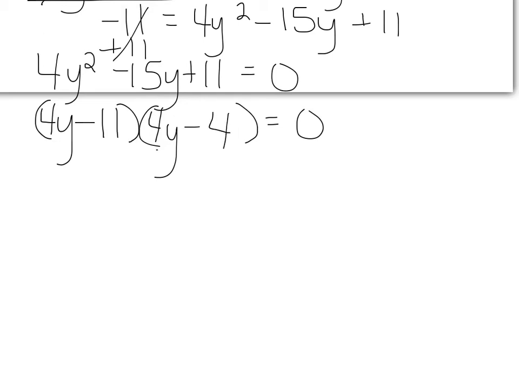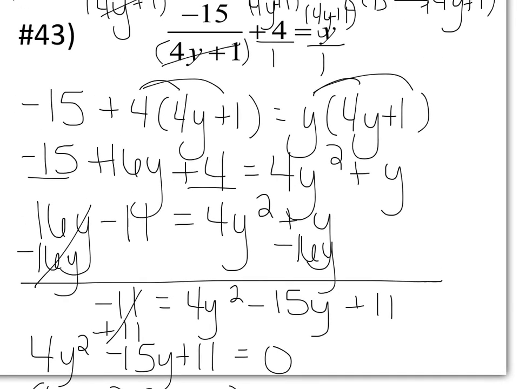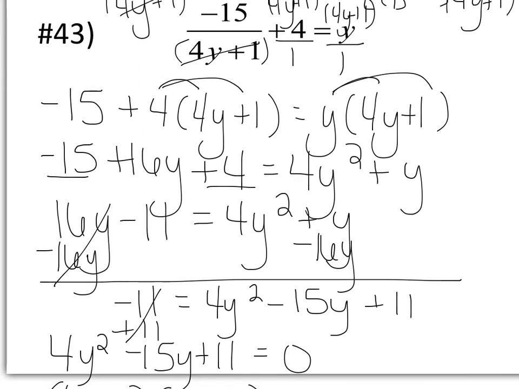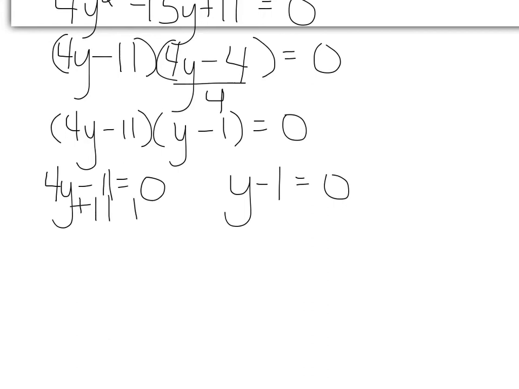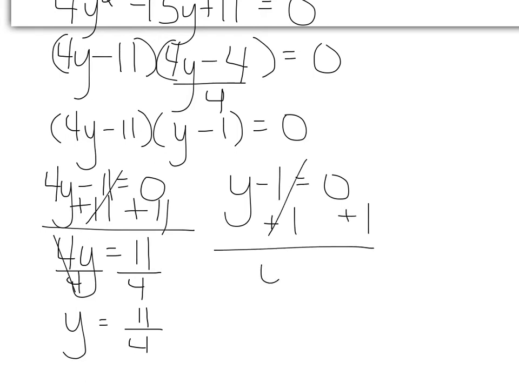Okay. This house has a 4 in common, so this becomes 4y minus 11, and y minus 1 is equal to 0. Let's see if either of those exist up here. 4y minus 11, no. Y minus 1, no. Okay, so it looks like both our answers are going to work, but let's just make sure. So we have 4y minus 11 equals 0, and y minus 1 equals 0. So on this one, I'm going to add 11 to both sides. So I get 4y equals 11. Divide by 4, and I get y equals 11 fourths. Then over here, I get y equals 1.